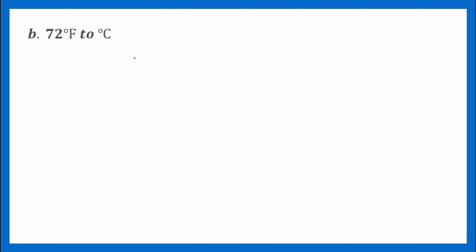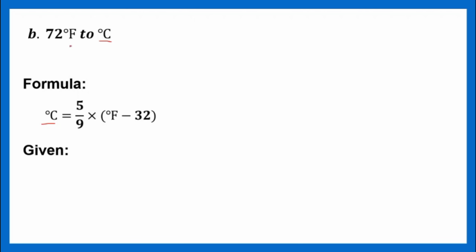Let's proceed to letter B. Let's convert 72 degrees Fahrenheit to degrees Celsius. So, same process. Formula, given, solution. So, since we're looking for degrees Celsius, make sure na nasa left yung degrees Celsius. Ayan. So, ito yung formula na ginagamit natin: 5 over 9 multiplied by the quantity of degrees Fahrenheit minus 32. Then after that, given. Ayan. So, degrees Fahrenheit, degrees Celsius, yan ang ilalagay sa given.